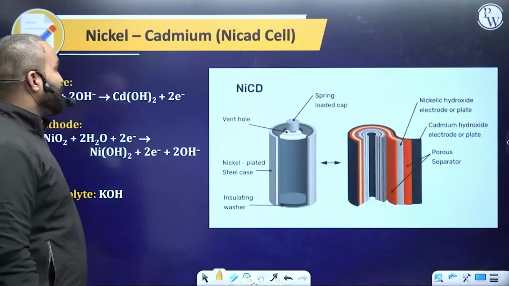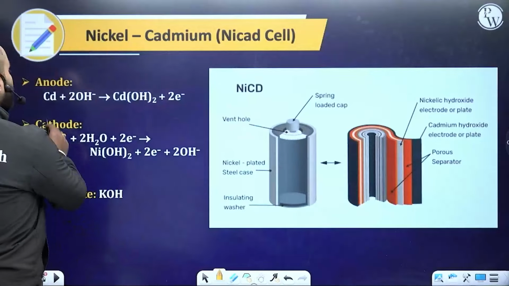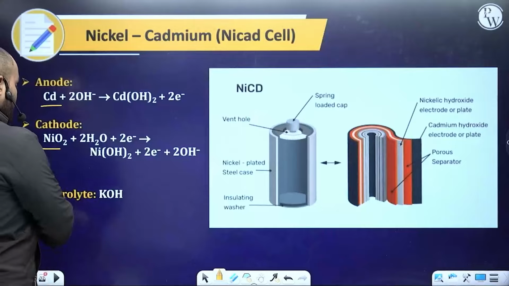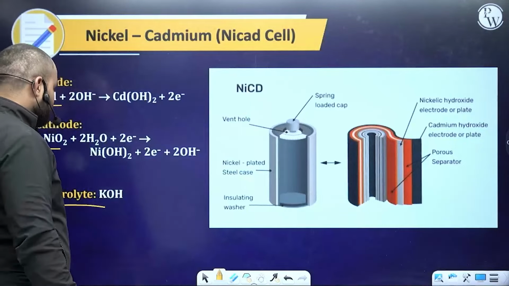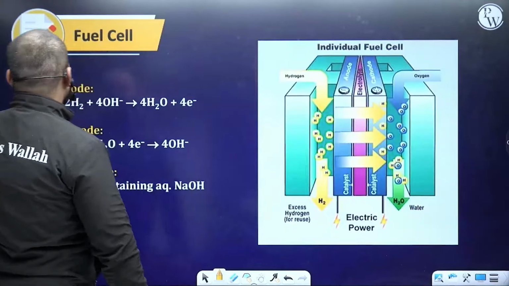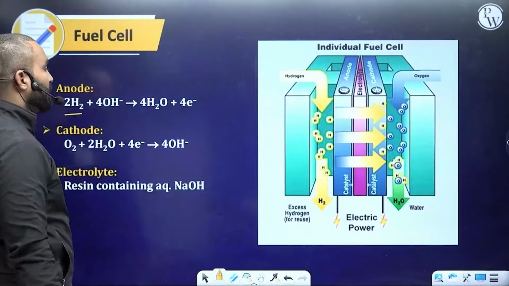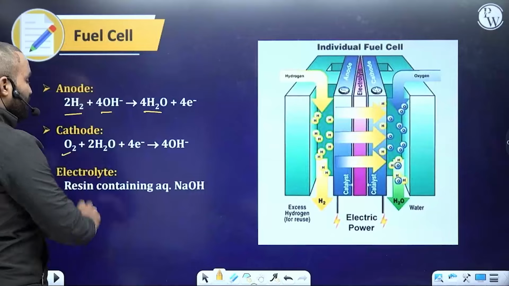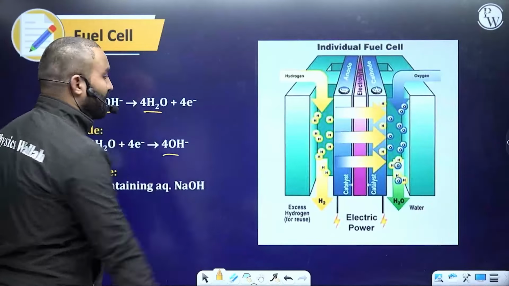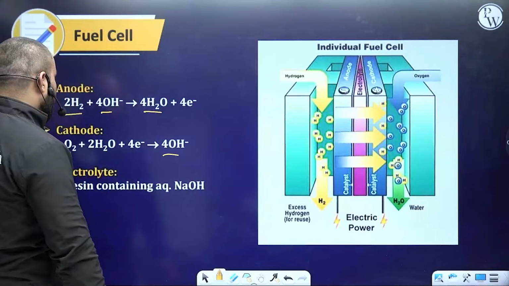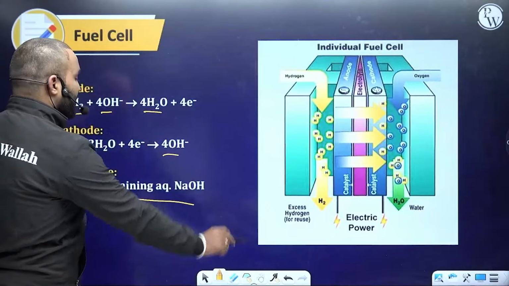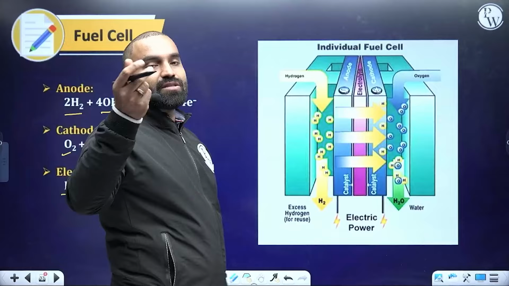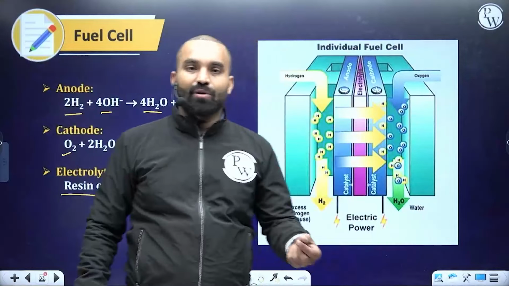Next one is the nickel cadmium battery, NiCad cell. The cadmium is used as the anode and nickel oxide is used as the cathode. Electrolyte is just KOH. In the fuel cell, the anode is hydrogen H2 in the presence of basic medium and water forms. And the cathode is oxygen in water which undergoes reduction to form hydroxide. The electrolyte used over here is resin which contains NaOH. I'm sure you know how resins look.